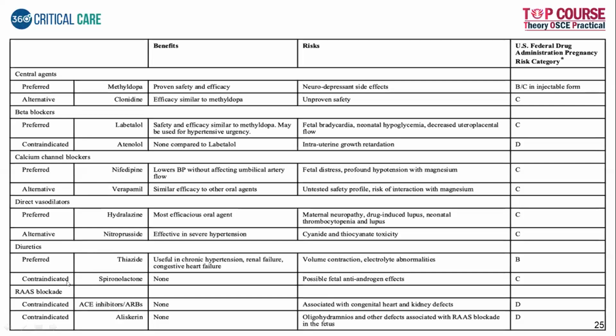And important are the contraindications. What is contraindicated? ACE inhibitors or ARBs are contraindicated in pregnancy because they cause congenital heart defects and kidney defects in the fetus.